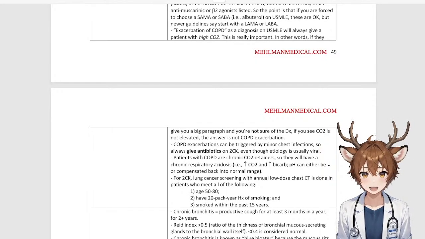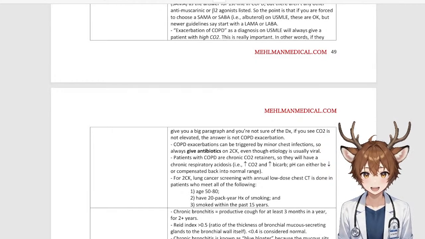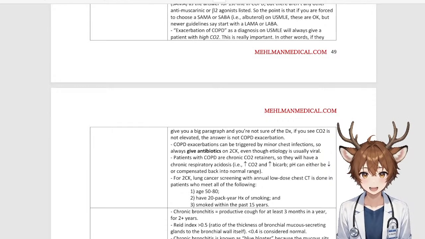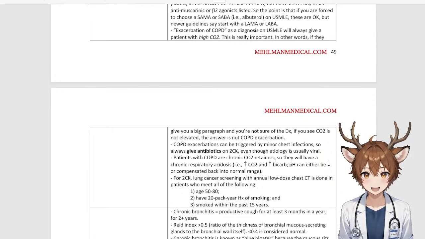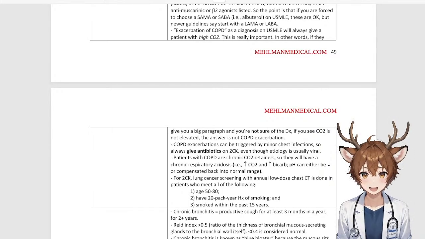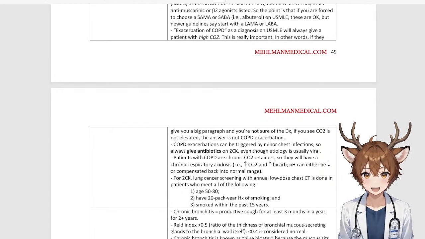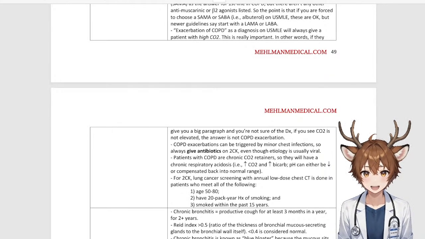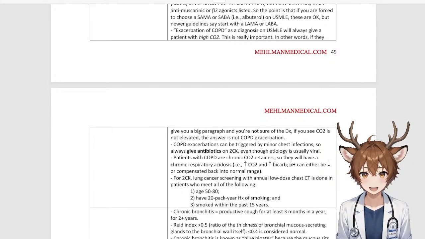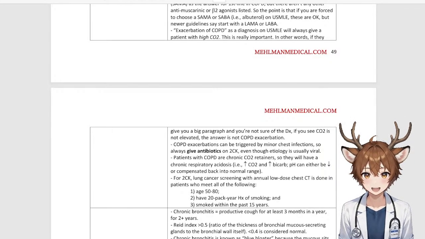COPD exacerbation can be triggered by minor chest infection, so always give antibiotics on 2CK, even though the etiology is usually viral. Patients with COPD are chronic CO2 retainers, so they will have a chronic respiratory acidosis, that is to say, an elevated CO2 and an elevated bicarb. pH can either be decreased or compensated back into normal range.